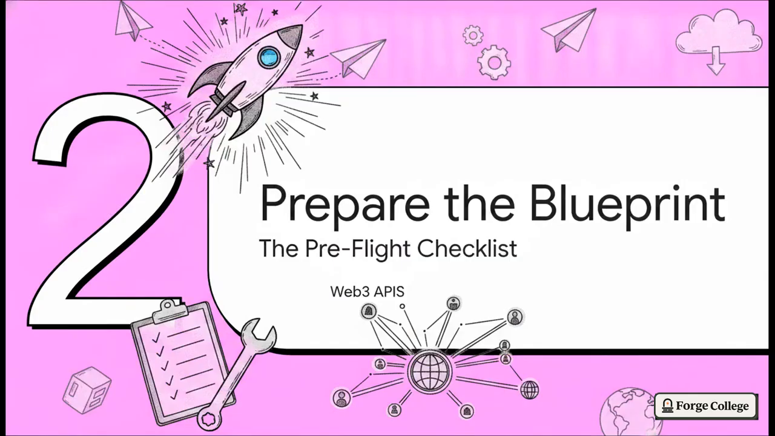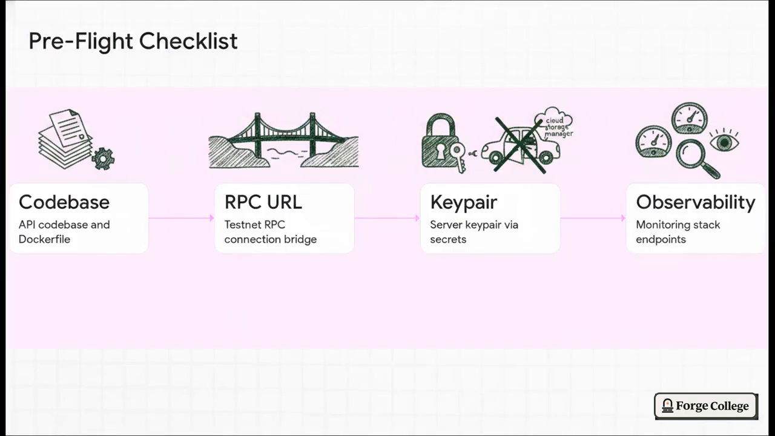Moving right along to Section 2, preparing the blueprint. Let's look at our pre-flight checklist. Before we can even think about turning the key in the ignition, we need to gather our components. And we have 4 totally non-negotiable requirements here. First up, our API codebase and a Dockerfile to package it. Second, a testnet RPC URL. This is basically our communication bridge to the Solana network. Third, our server key pair, which is the exact identity our API uses to sign transactions. And fourth, our observability stack, which we're going to use to monitor performance.